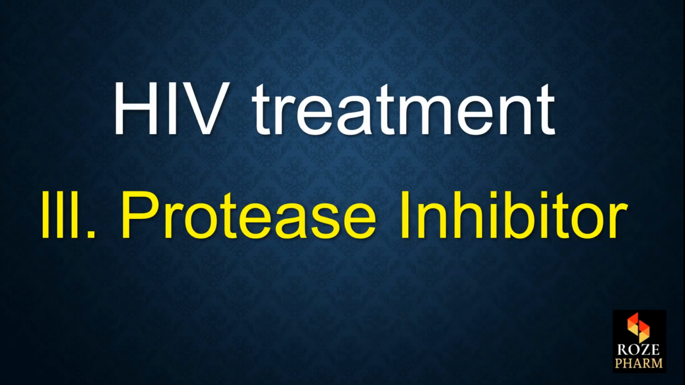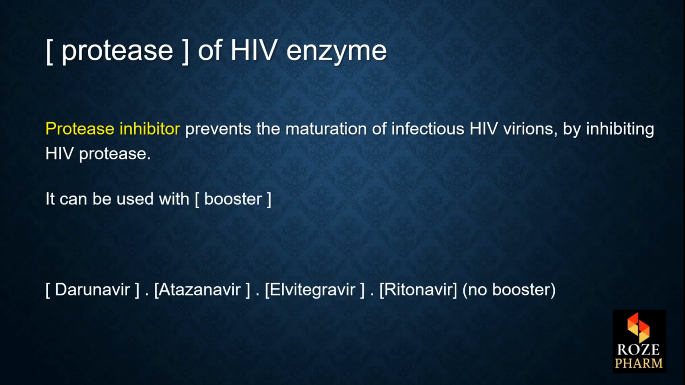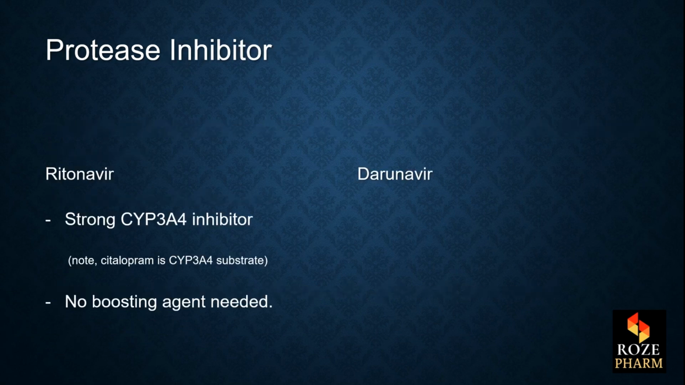Let's look at the third enzyme, the protease. The protease inhibitor prevents the maturation of infectious HIV variants by inhibiting HIV protease. It can be used with a booster. We have darunavir, atazanavir, elvitegravir, and ritonavir. Ritonavir is a strong CYP3A4 inhibitor.